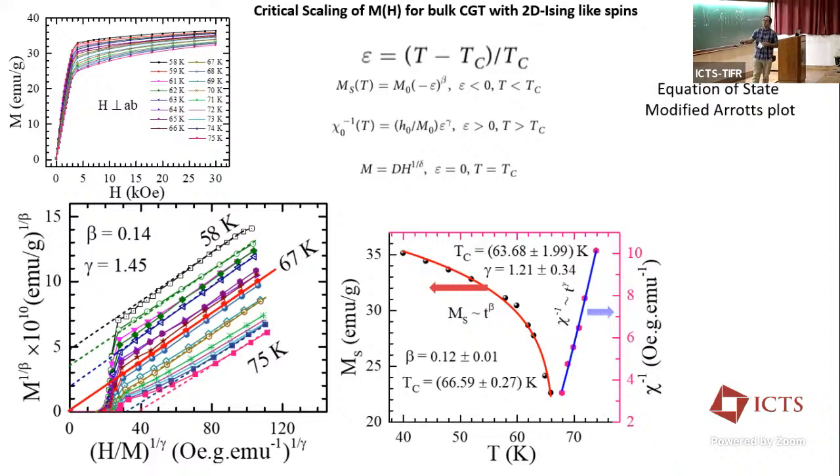And above the transition temperature, the intercepts on the x-axis give the paramagnetic susceptibility, the critical fluctuations. The inverse susceptibility goes as T raised to gamma, and the gamma is 1.21. So you can very accurately figure out through this, and both of them are tending towards the critical transition temperature, which is estimated to be around 63.68 Kelvin. So this tells us the critical parameters for the bulk CGT, the 30 micron thick CGT.